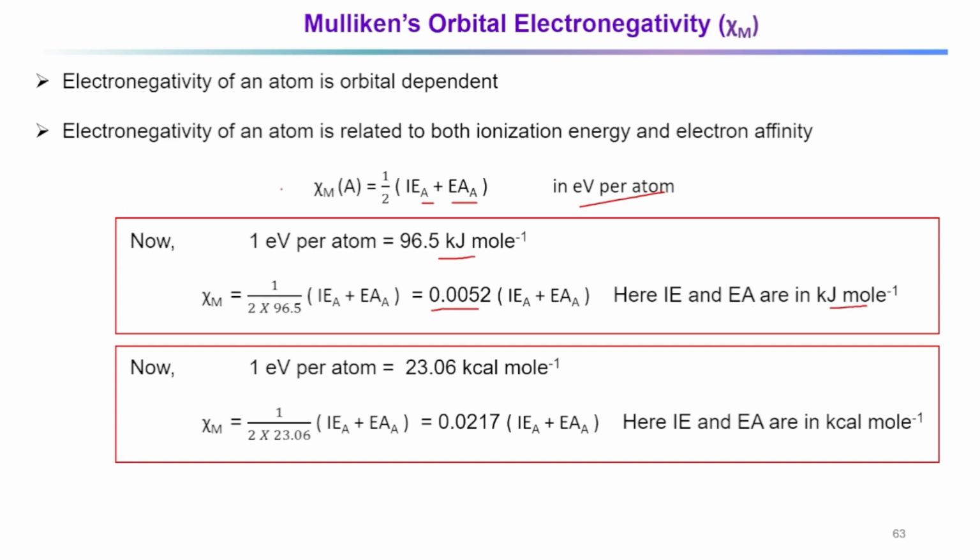Similarly, you can convert this formula to kilocalorie per mole by dividing by this factor 23.06. If you divide it, you will get chi m is equal to 0.0217 times (ionization energy of A plus electron affinity of A). So here ionization energy and electron affinity are in kilocalorie per mole. Again, I will remove all those things. You can pause the video and take a screenshot.